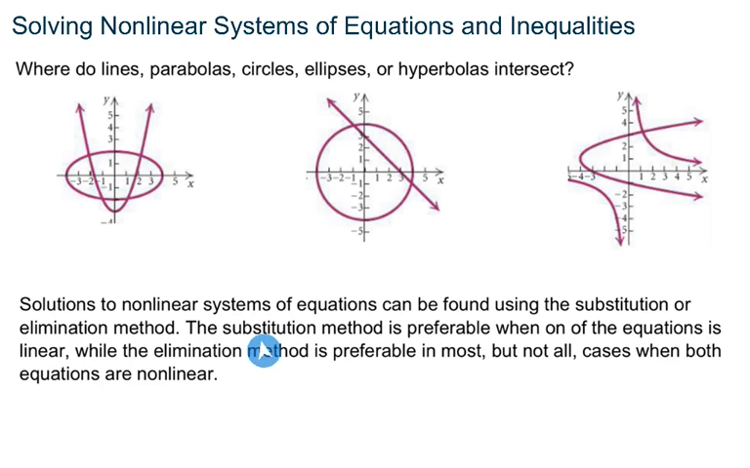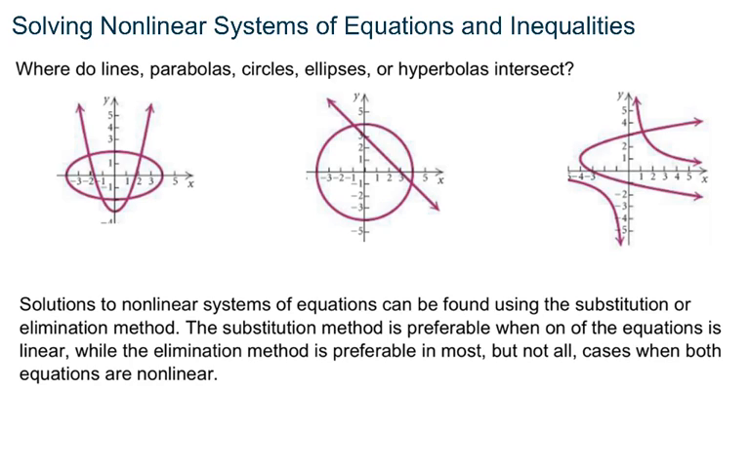So the main thing here is the substitution method is preferable, or it's easier to use, if the equation is linear. If one of them is linear, like here we have a line, it's easy to isolate one variable and plug it into the other. However, most of the systems of equations that you will be solving in this section, it's going to be preferable to use the elimination method. And that'll be because we have maybe both an x squared and a y squared.